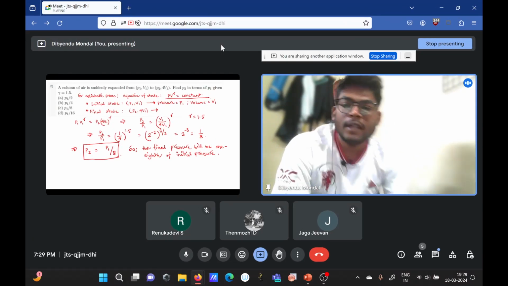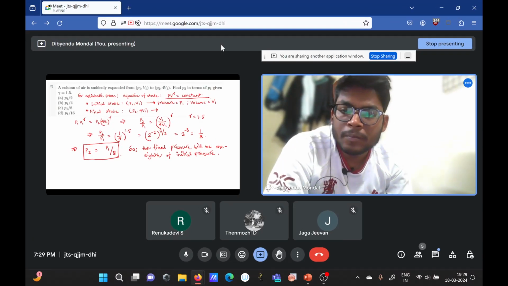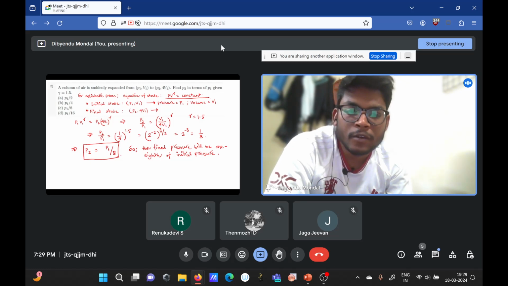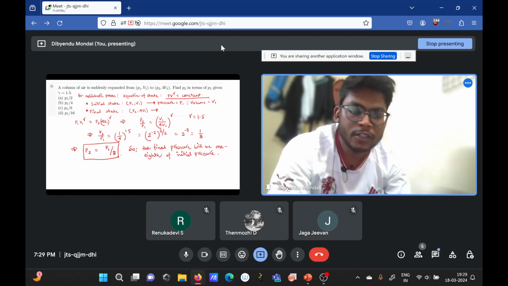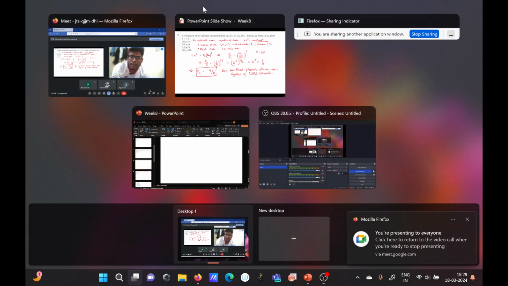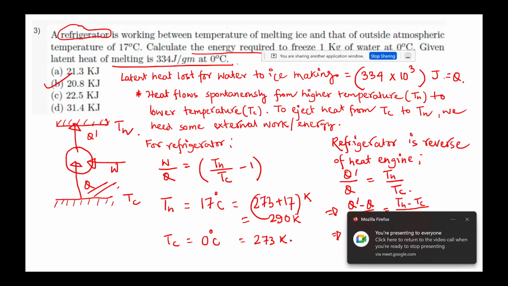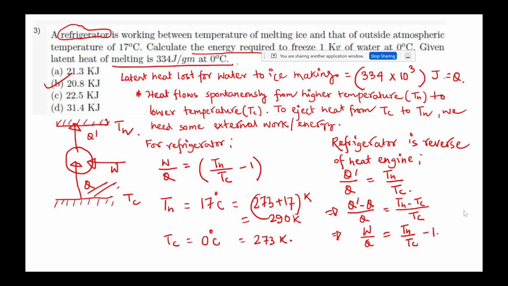Then we calculated how pressure changes in an adiabatic process when volume is quadrupled, and we found that pressure becomes 1/8 of the initial pressure. Then we got some idea of the energy required to freeze. There we learned about latent heat and how heat flows.